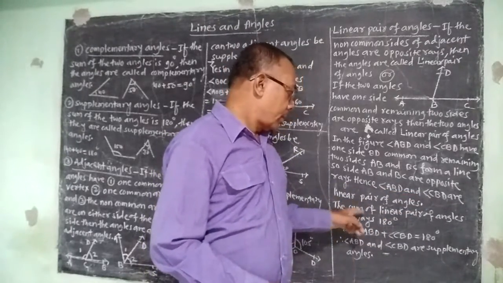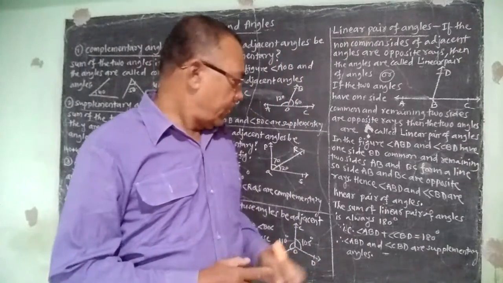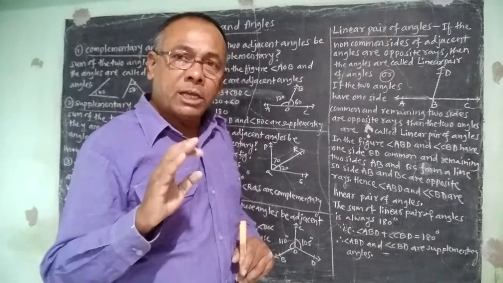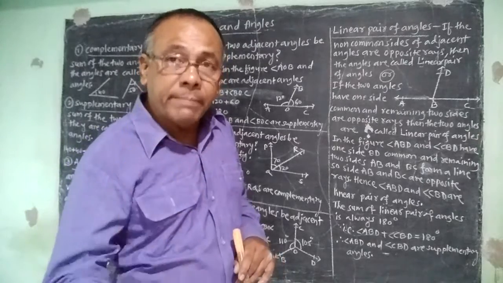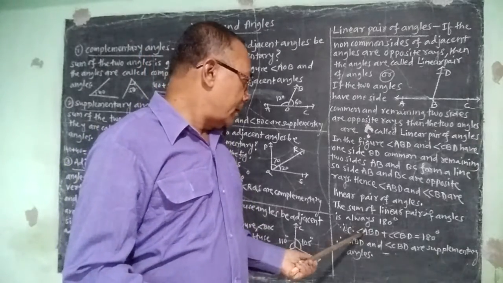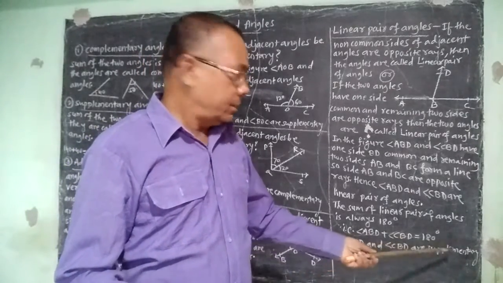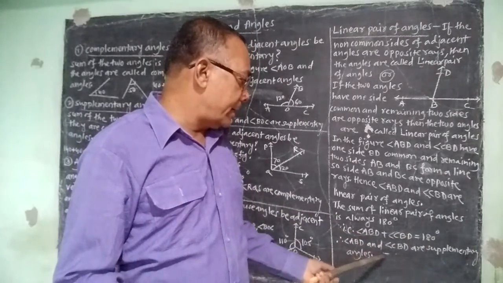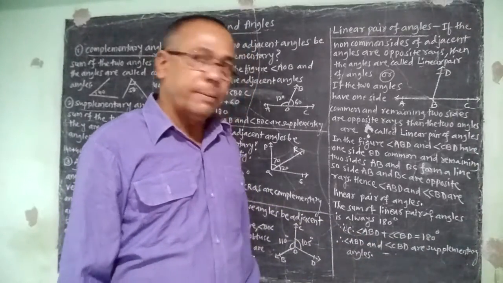The sum of a linear pair of angles is always 180 degrees, and therefore a linear pair of angles is always supplementary. Here angle ABD plus angle CBD is equal to 180 degrees, and therefore angle ABD and angle CBD are supplementary angles.